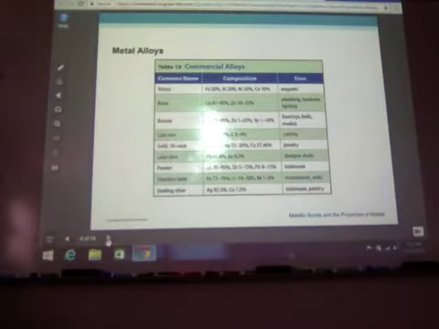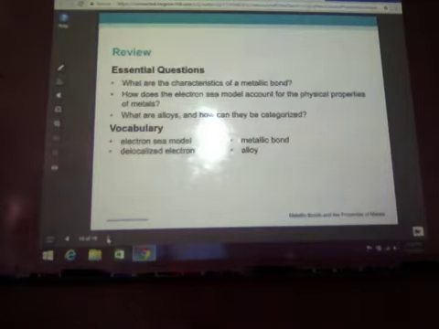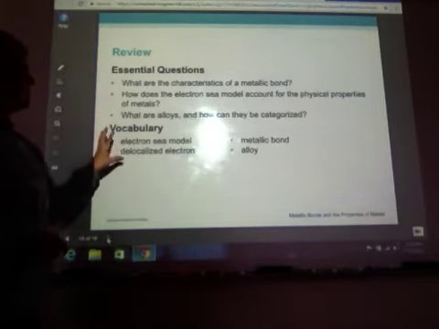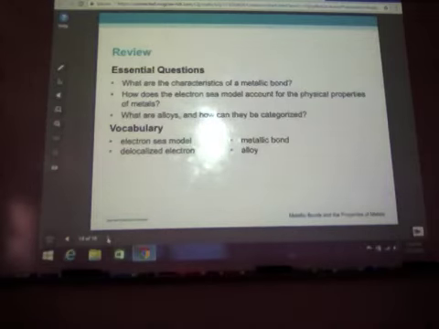And the last page is your review. So make sure you know the answers to these questions and the vocab that goes with it. And that's the end of chapter 7.